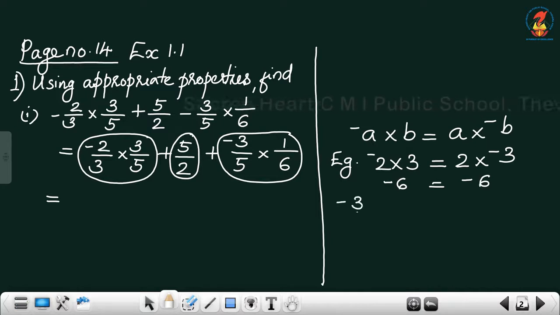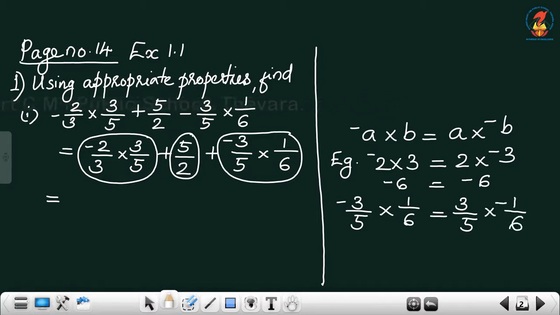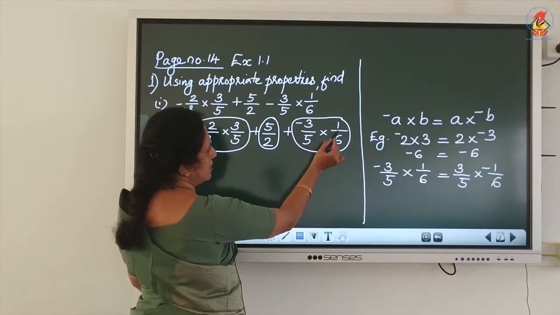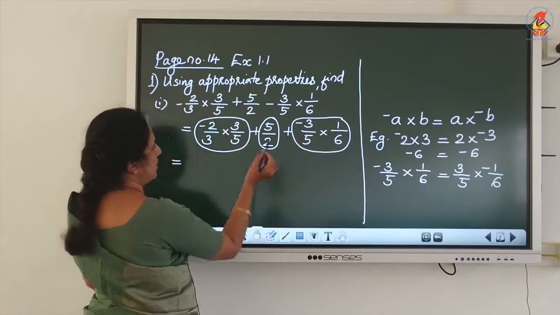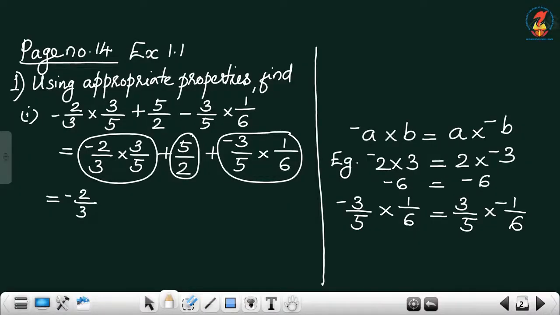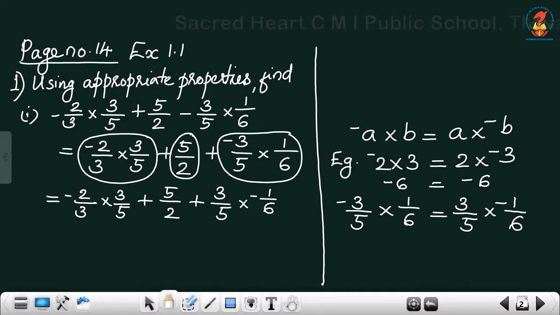So, look at that. We can write negative 3 by 5 into 1 by 6 as the same as 3 by 5 into negative 1 by 6, because here a positive rational number 3 by 5 is given. So, negative 3 by 5 into 1 by 6 is the same as 3 by 5 into negative 1 by 6. So, we can write that also: negative 2 by 3 into 3 by 5 plus 5 by 2 plus 3 by 5 into negative 1 by 6.